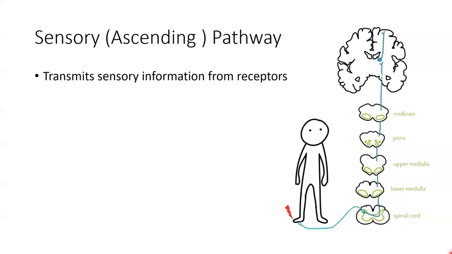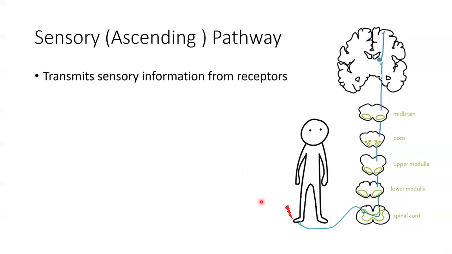So a sensory or an ascending neural pathway transmits sensory information from receptors in the peripheral nervous system to the central nervous system. This pathway is often referred to as an ascending pathway because it ascends or travels upward toward the spinal cord and the brain. Once in the central nervous system, this information is processed and interpreted, which leads to the conscious perception of that sensation that's detected by those receptors.